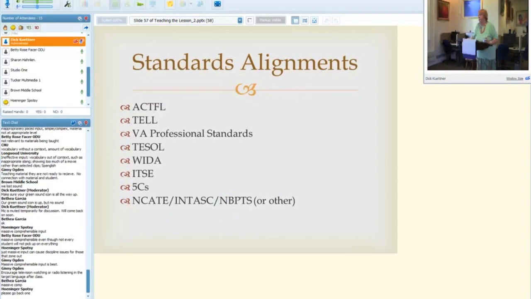And then you need to know your alignments. And the more fences you cross or straddle, the more standards you need to know. And so I need to work with all of these. You may not need to work with that many in your situation, but I think it's valuable to know where they're coming from. This is the technology standard, the ISTE standards.